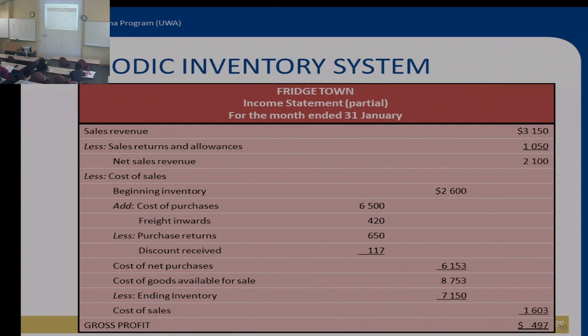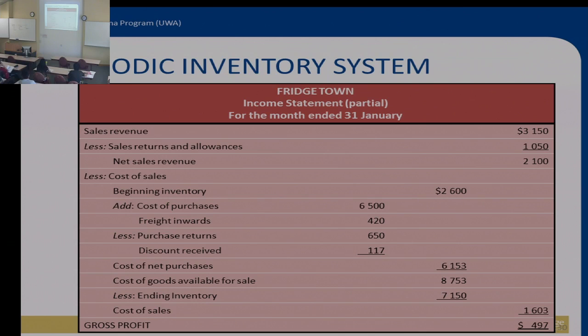So this is your periodic system, and this is an example with the periodic system. You would set out this central bit to record your cost of sales. Where does it go to? Right down here. All of that is your calculation of cost of sales.